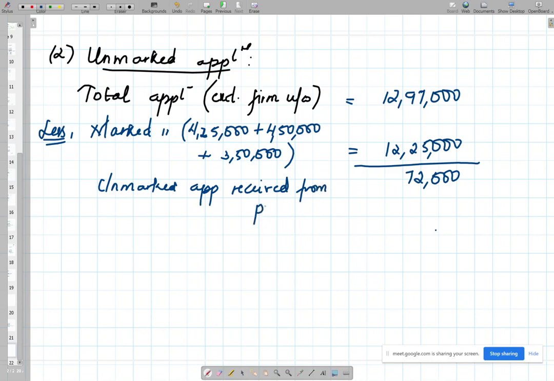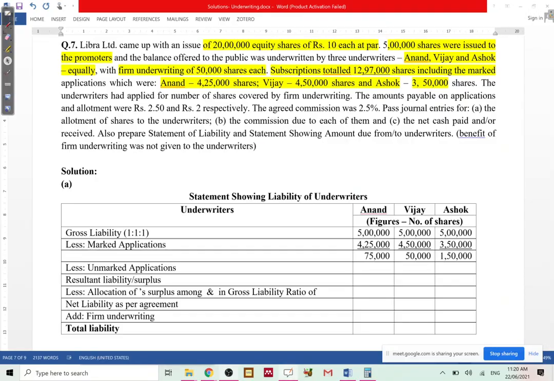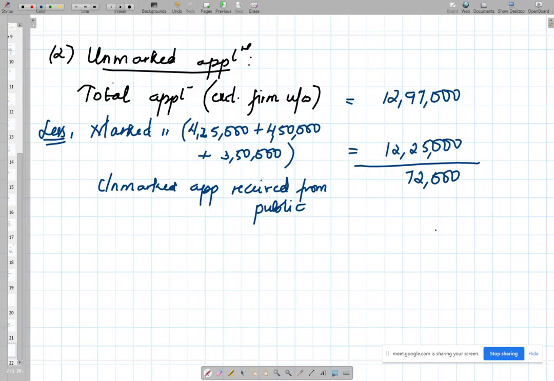We have received this from the public. Okay. Now we have to decide whether or not to add the firm underwriting to this amount or individual benefit is given or not. For that, look at the problem. Somewhere here in the bracket, an additional information is given to you saying that benefit of firm underwriting was not given. So when benefit is not given, take the firm underwriting and add it here.